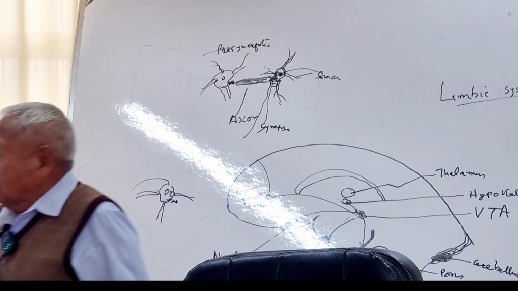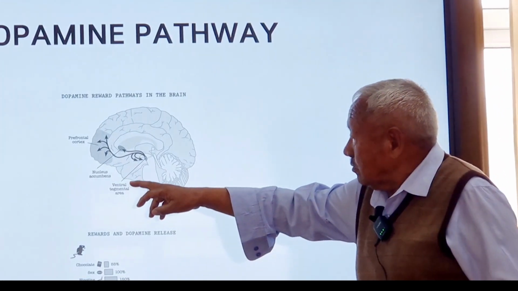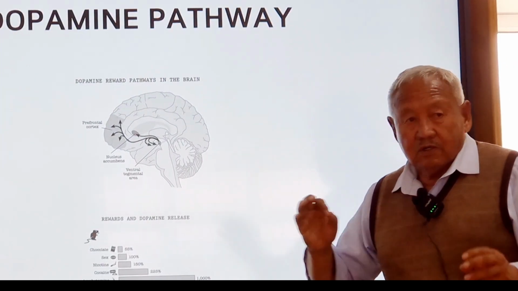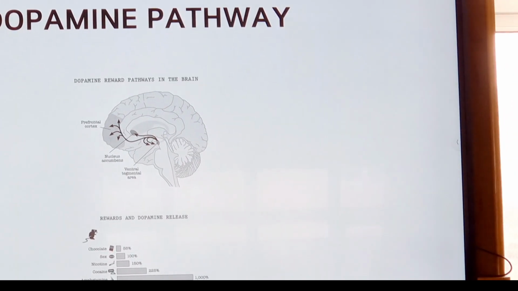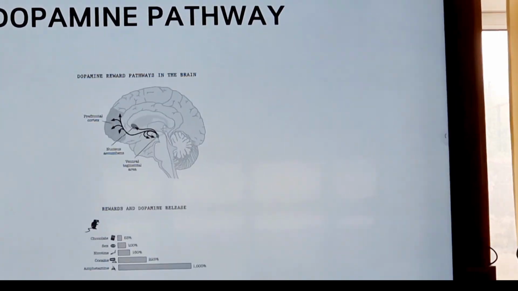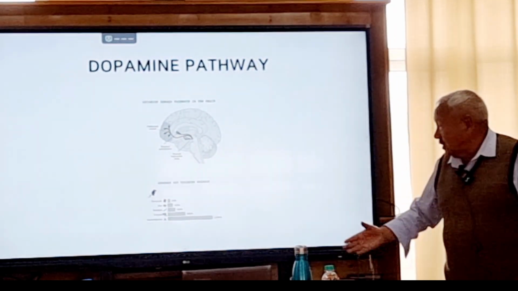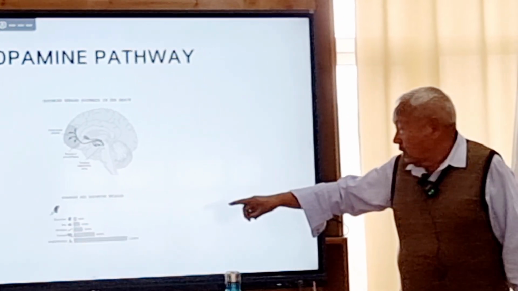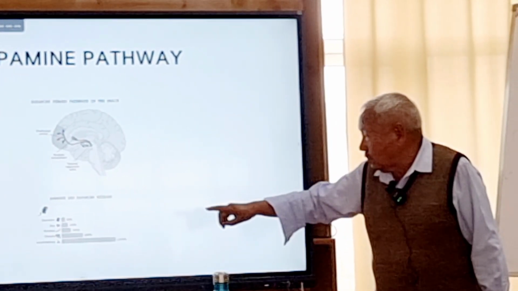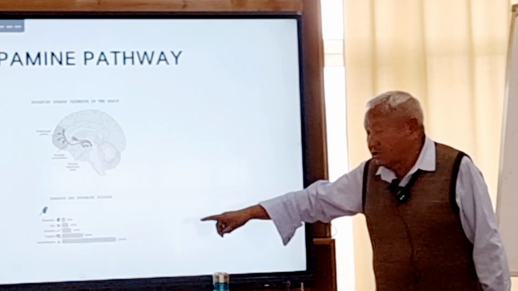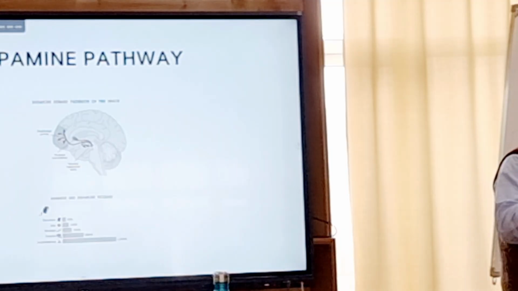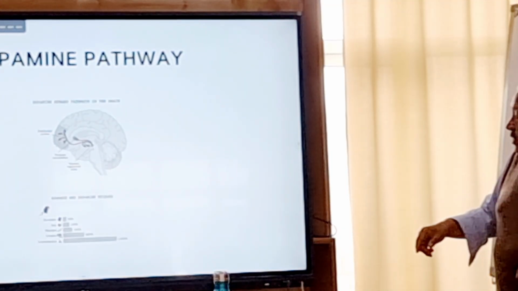This is the drawing that I've shown, ventral tegmental area and prefrontal cortex. Now, for example, the reward and dopamine center, nucleus accumbens. Chocolate gives increased dopamine release of 56%. Sex gives 100%. Nicotine 150%. Cocaine 225%. Amphetamine 1000%. So these are the problems in addiction. They release so much dopamine.